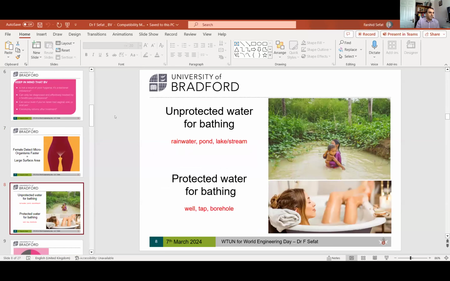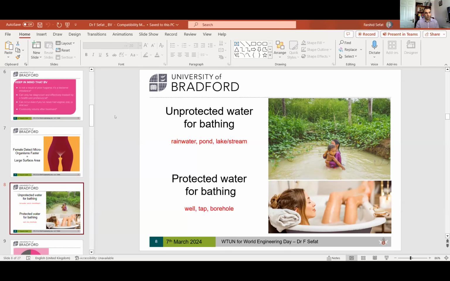So I was looking at lots of literature. There are different types of water. For example, unprotected water for bathing, which females globally in Africa, in South Asia, in East Asia, Middle East, in some parts of America use. They use rainwater, they use pond, they use lake, the seawater for swimming and for washing and for bathing. That causes problems and makes them absorb these bacteria.